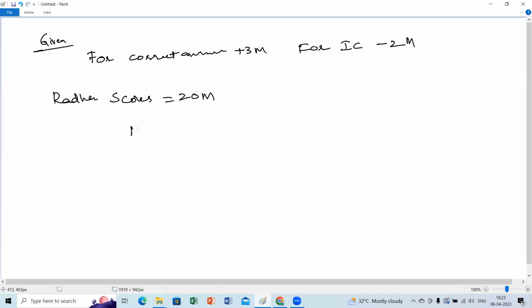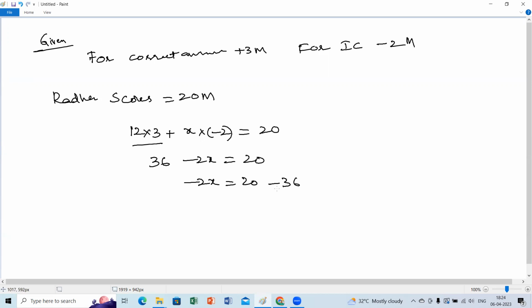Okay. 12 correct means 12 into 3. We don't know the incorrect ones, take it as x, incorrect is minus 2x. Together she scored 20. Now 12 threes are 36. 36 minus 2x is equal to 20. If you transpose, minus 2x stays as it is, and you move 36 to the other side: 20 minus 36. So minus 2x is equal to minus 16. Minus minus gets cancelled on both sides. x is equal to 16 by 2, which is 8. So she has answered 8 questions incorrectly.